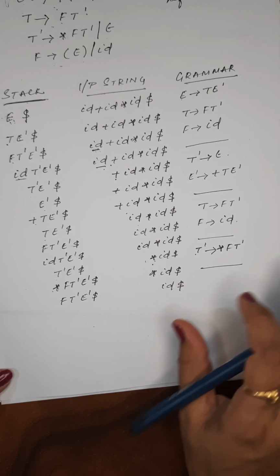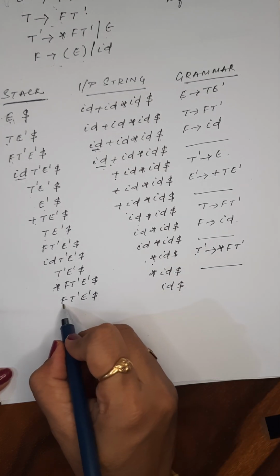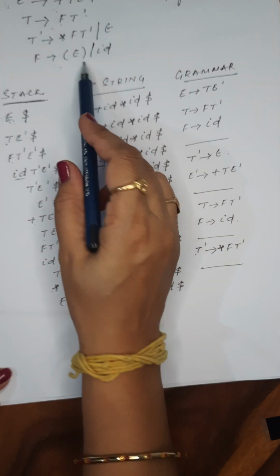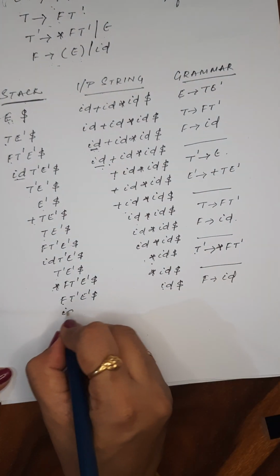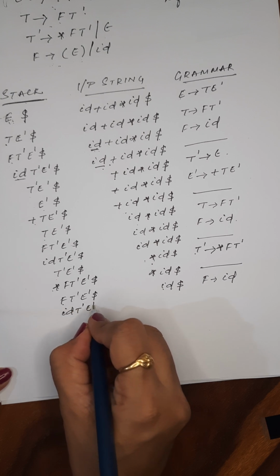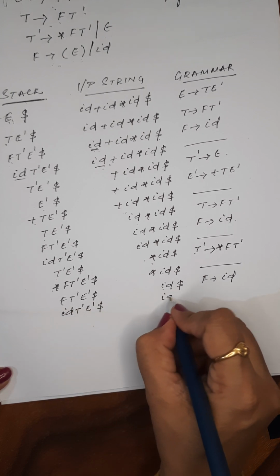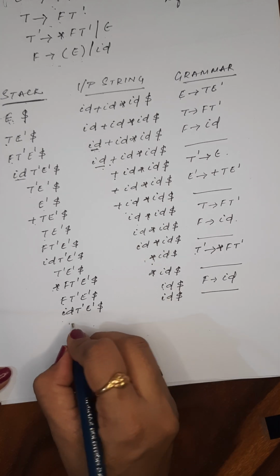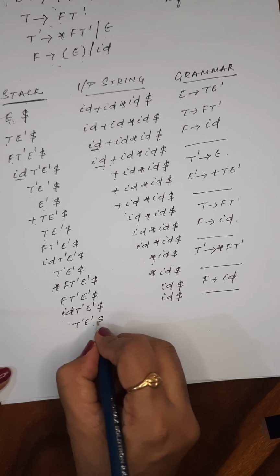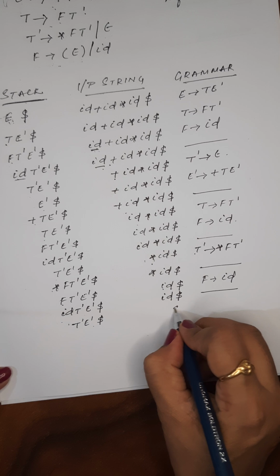Okay. Now what are you having? ID, and here I am having F, and we have a production F tends to ID. So what will I take? F tends to ID. ID T dash E dash dollar. ID dollar, so no operation. So ID will be popped out. T dash E dash dollar, and ID popped, so remain dollar.